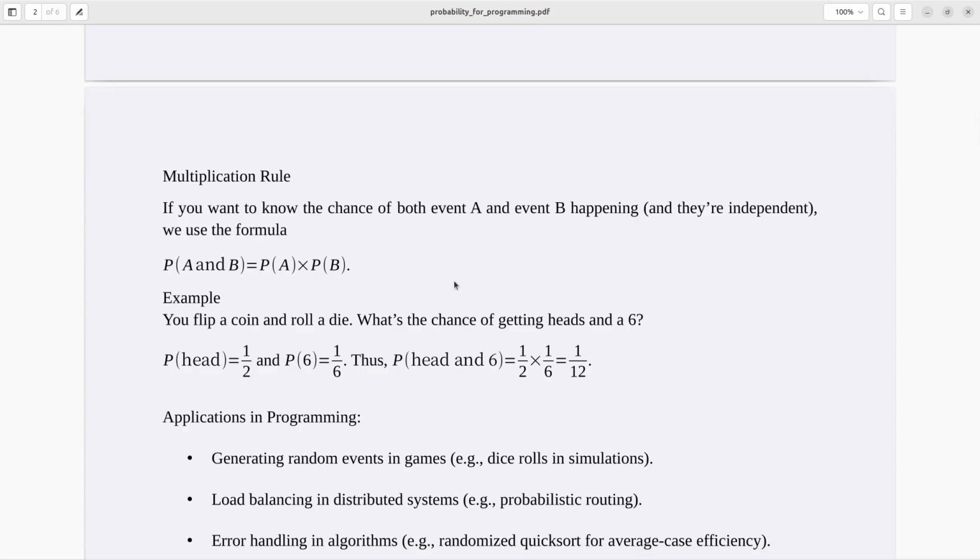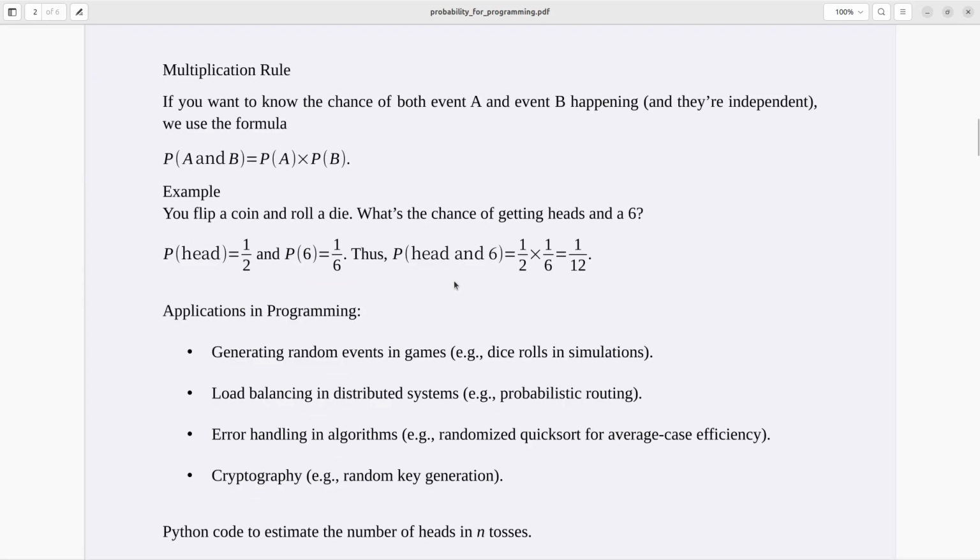So let us see this example here. Suppose I flip a coin and roll a die at the same time, okay? So what would be the chance of getting a head and a 6? So as we know, when we flip a coin and roll a die, the outcome from a coin isn't able to affect the outcome of a die. So if we have this idea in our mind, we can say that the two events, flipping a coin and rolling a die, will be independent of each other.